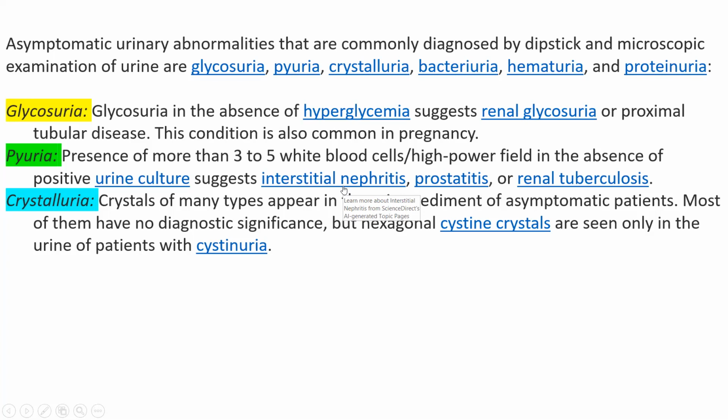Yes, these are very, very tricky questions. Very easy. Bacteriuria. I told you, uria means present in the urine. So bacteriuria means presence of bacteria in the urine. So all these are very common. Write down, those who don't know the meaning of bacteriuria: the presence of bacteria in the urine.